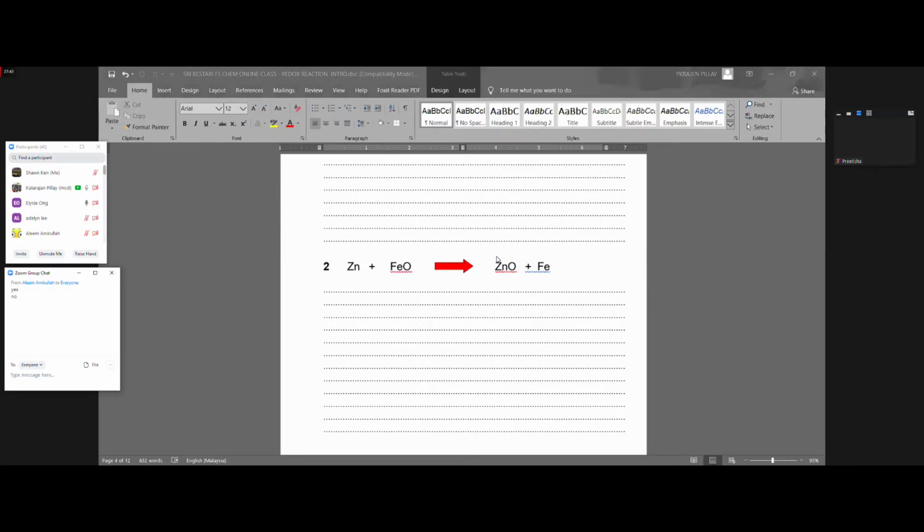Iron 2 oxide is the oxidizing agent. Okay, very good. Iron 2 oxide. Everything I will write in words. Don't put the chemical formula. Iron 2 oxide is the oxidizing agent. No need to explain why, we know already.